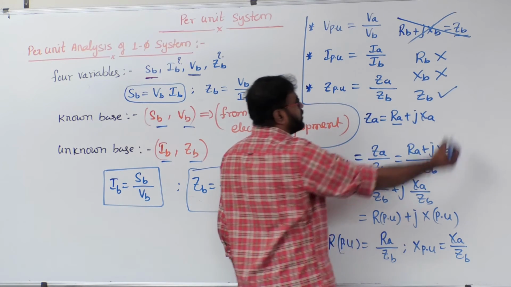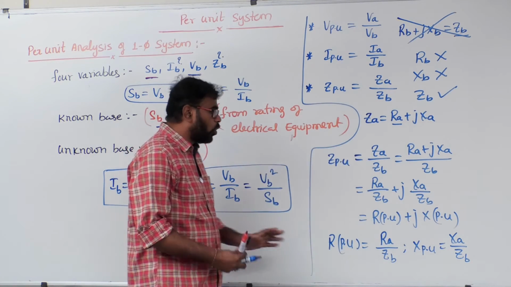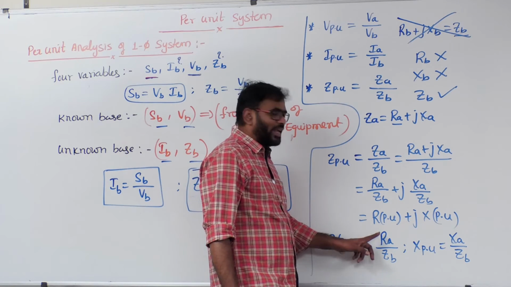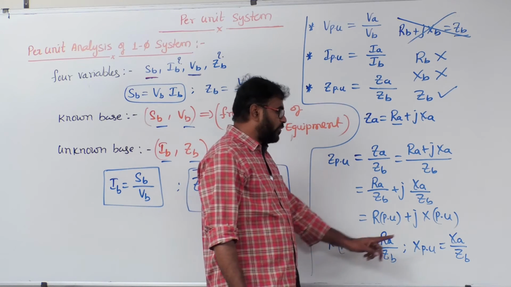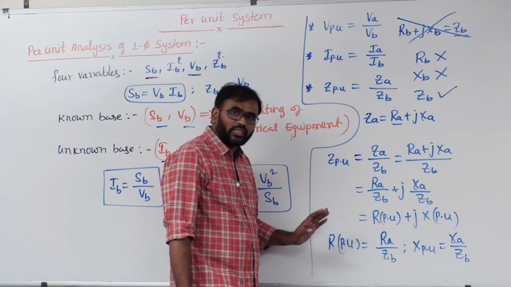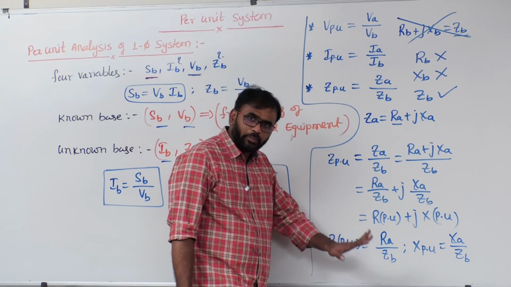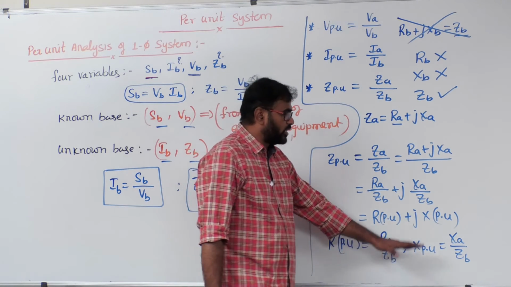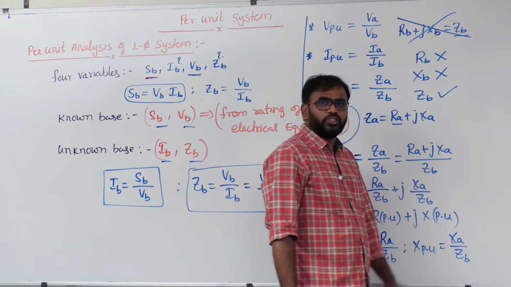Only the Z base will exist. That's why don't define R per unit as R actual by R base, and don't define X per unit as X actual by X base. R per unit is nothing but R actual by Z base, and X per unit is nothing but X actual by Z base.